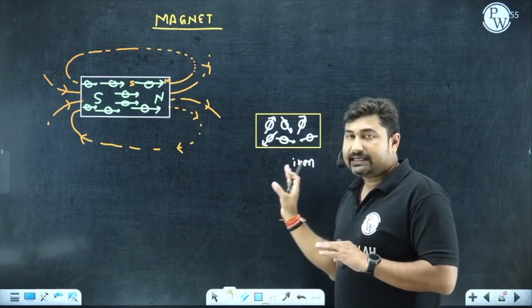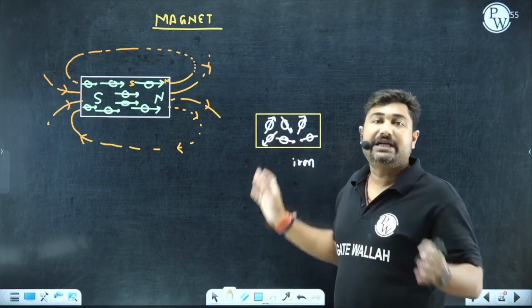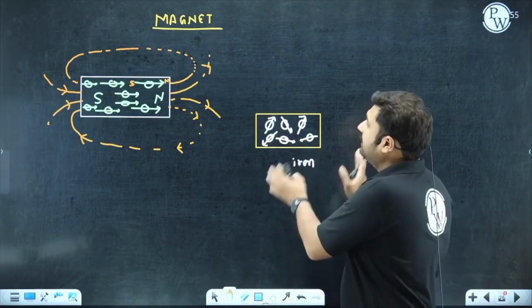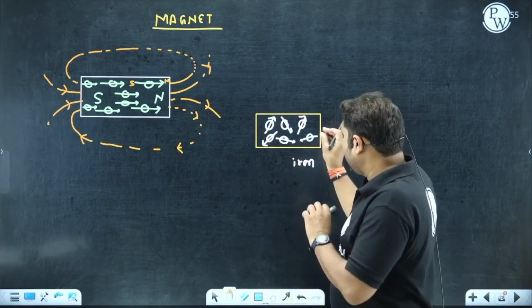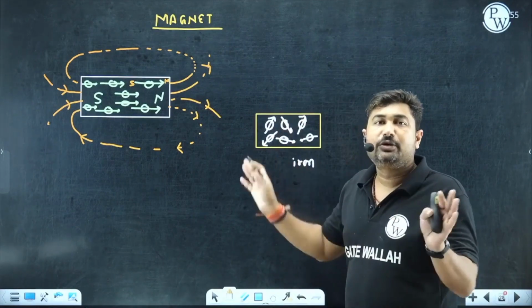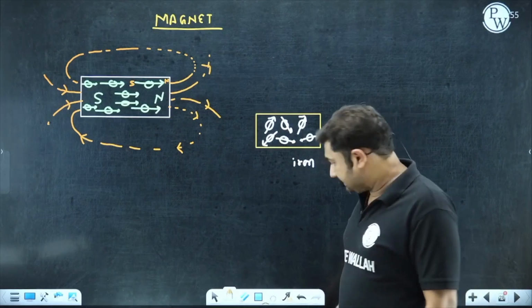The reason behind that is the dipoles are randomly oriented. So net magnetization in the material is 0. It is not behaving as a magnet because all small dipoles are randomly oriented. Is it okay? Yes, sir.